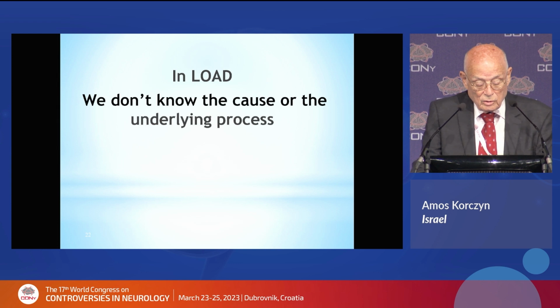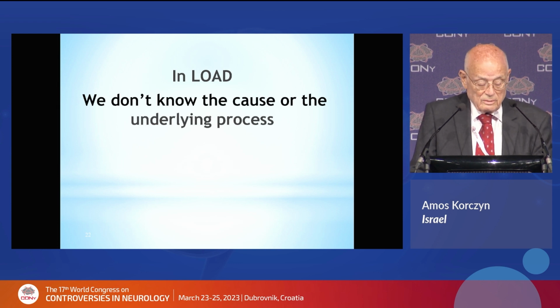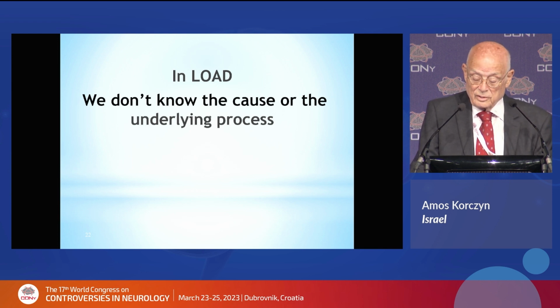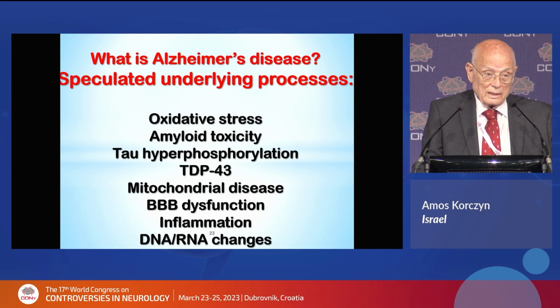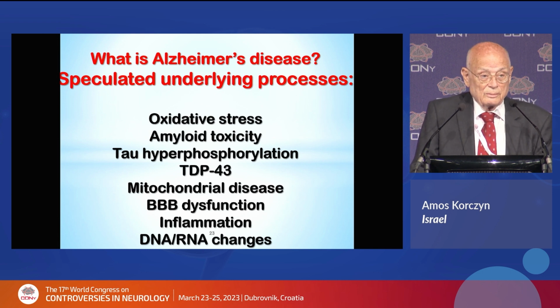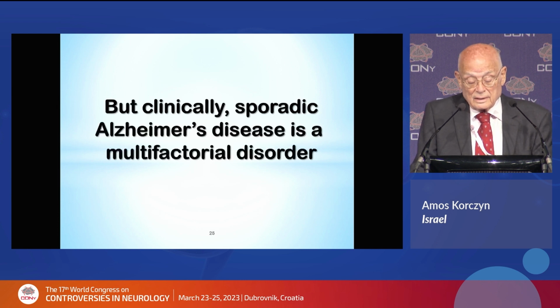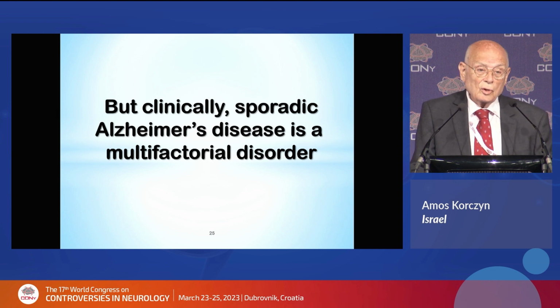So we don't know, for late onset Alzheimer's disease, we don't know the cause, and most importantly, we don't understand the underlying process. And again, I mentioned several possibilities that are being investigated. None of them is sufficient. All of them may be correct, but for different patients. But clinically, the sporadic Alzheimer's disease is a multifactorial disorder.